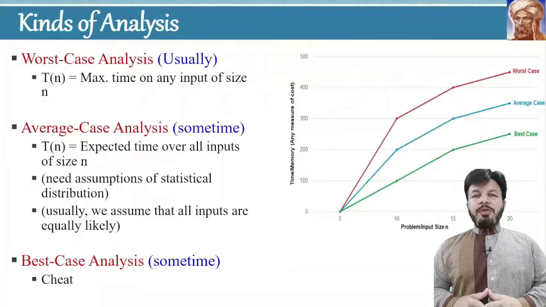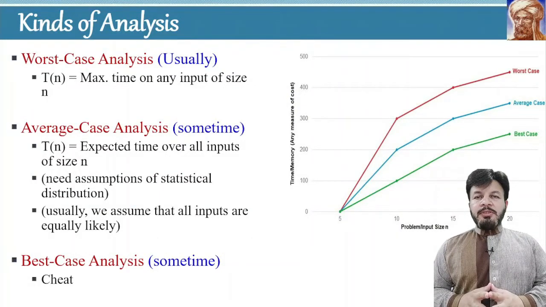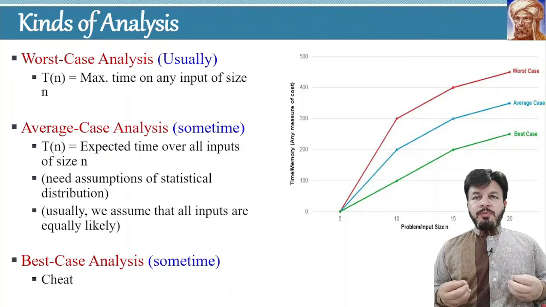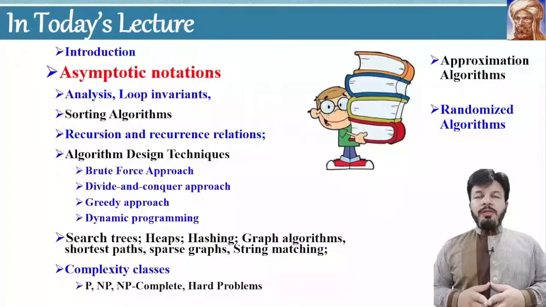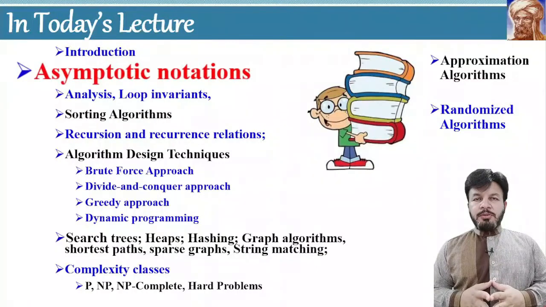In the last lecture, we defined the kinds of analysis. We also considered a few examples to make the concepts clear: what is worst case analysis, what is best case analysis, and what is average case analysis. In today's lecture, we are going to define the asymptotic notations. We will see what asymptotic analysis is, and by considering a few examples, we will try to make the concept clear.